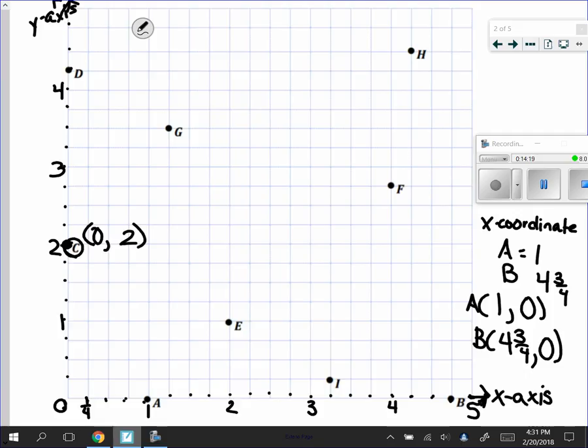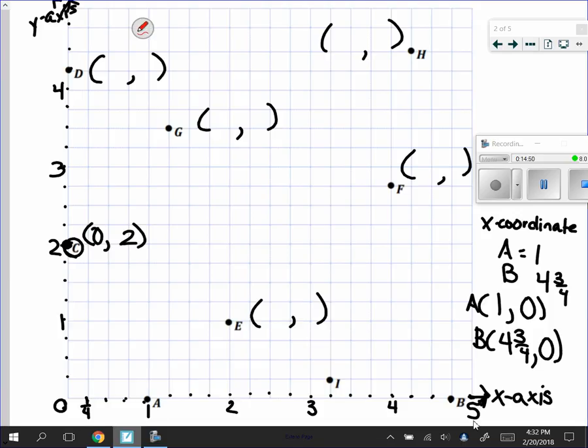I want you to work with your partner to see if you can write out, just to the side, the ordered pair for each of these letters. You can take 3 minutes. It doesn't take that long, just 3. Okay, go ahead and pause.